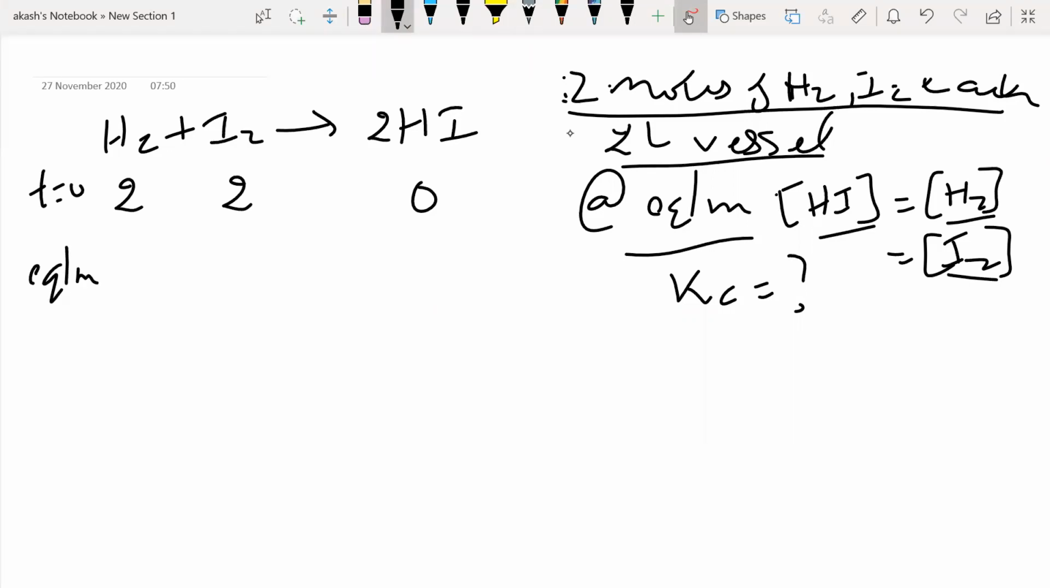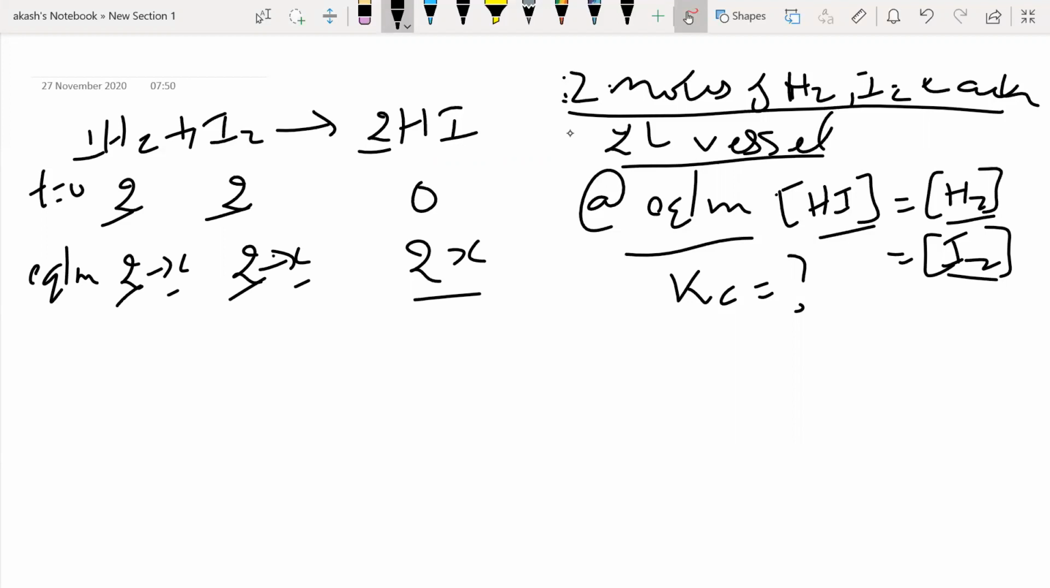Now tell me, how will I fill this quickly? H2, 2 minus x. Okay, 2 minus x. Then I2, 2 minus x. Again 2 minus x, because the initial numbers of moles are the same, so you're putting 2 and 2 here, and obviously 1 mole of H2 requires 1 mole of I2, so x and x. Okay, for HI, 2x. Exactly 2x. So 1 mole of H2 gives me 2 moles of HI, so here it should be 2x.